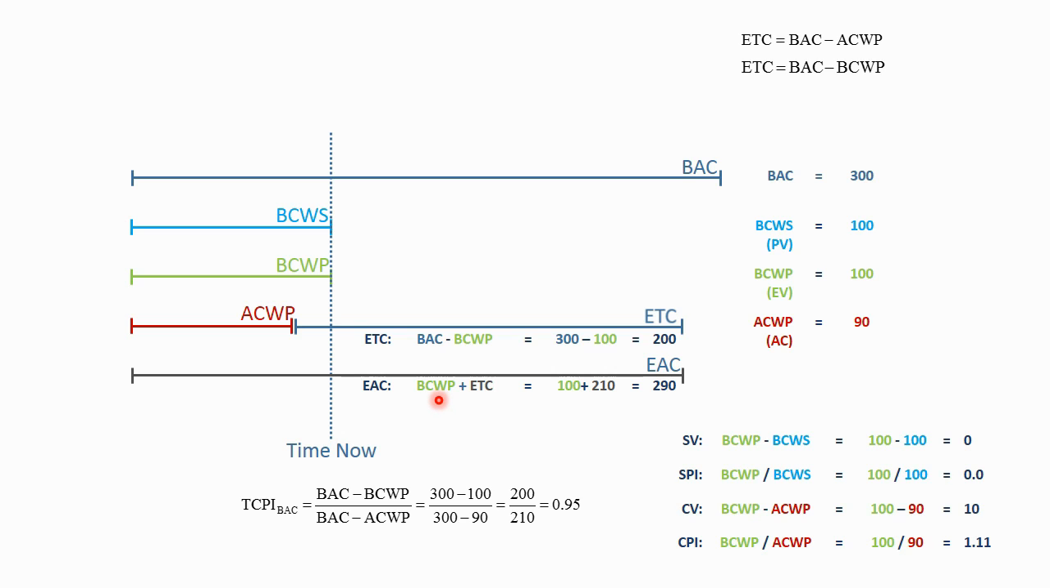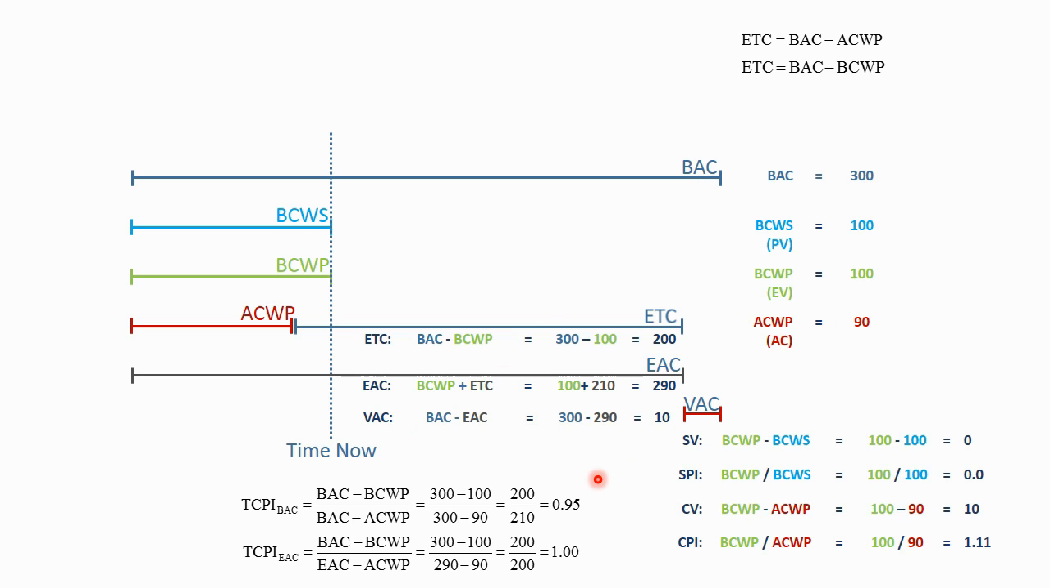Now we get, this should be actual cost of work performed is 90 hours plus 200 hours. So the answer is right, the computation is wrong. I apologize for that. So it should be 90 hours plus 200 hours is 290 hours. And now we have a positive cost variance because the budget at completion, 300 hours, minus the estimate at completion, 290 hours, is 10 hours. And now the TCPI, based on the EAC, is 1.0.